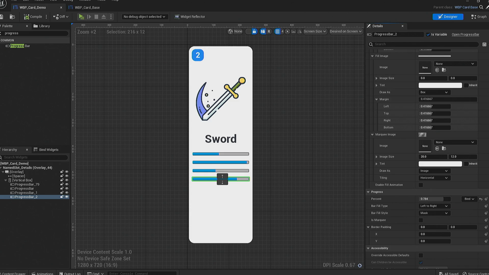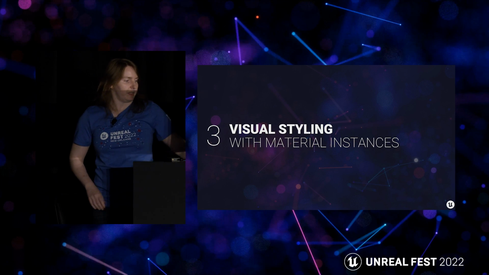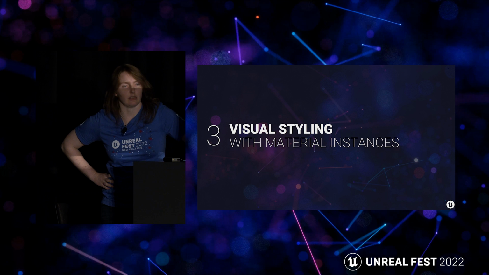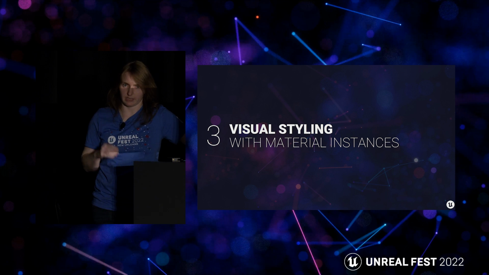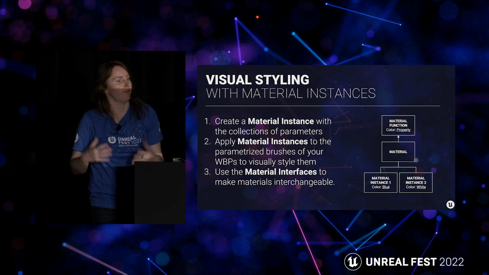So let me alt-tab. Visual styling with material instances. So like I said, on Fortnite, we love materials. And we love material styles to be our style guide. So material instances essentially does that for us.